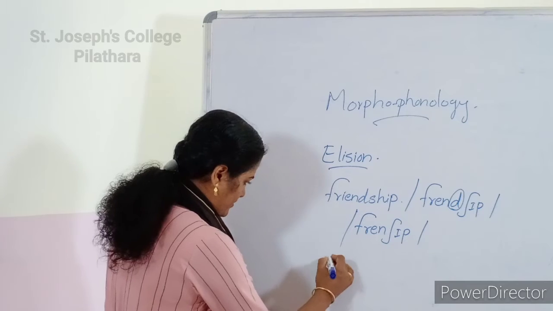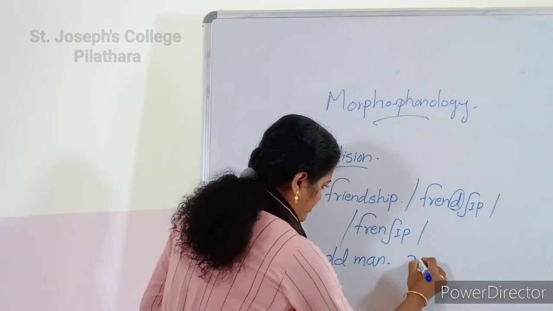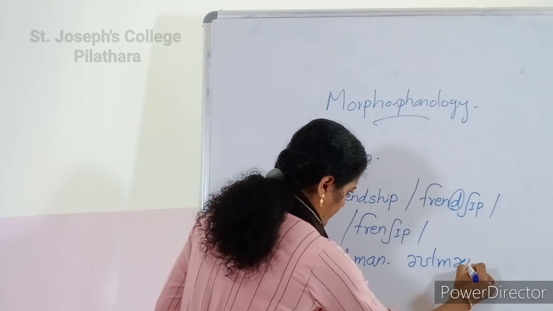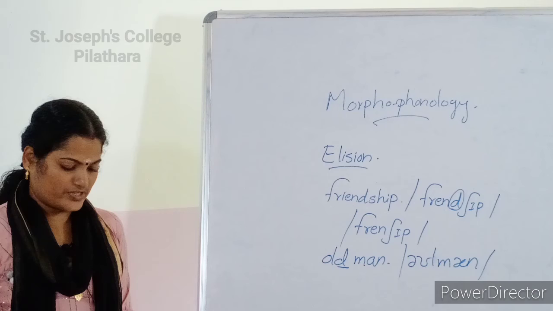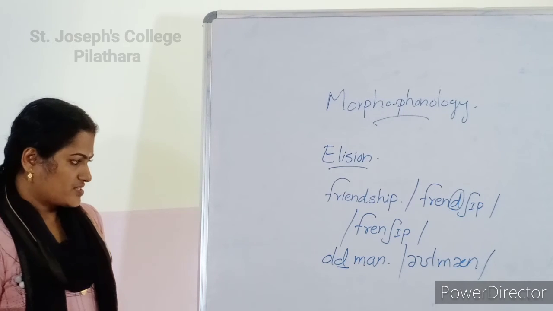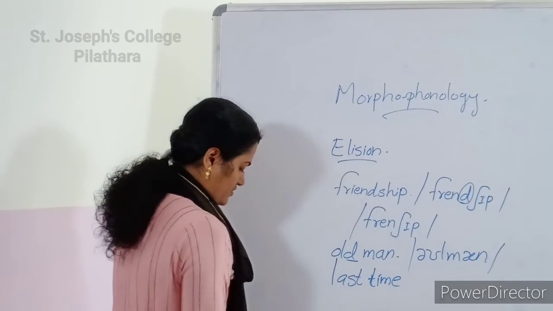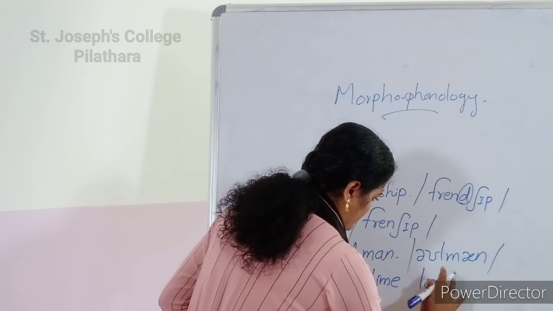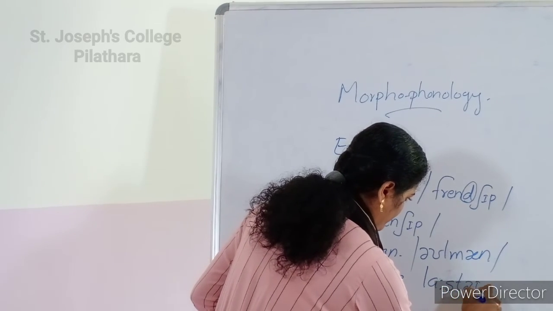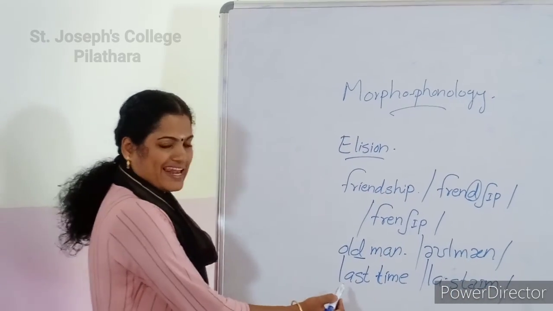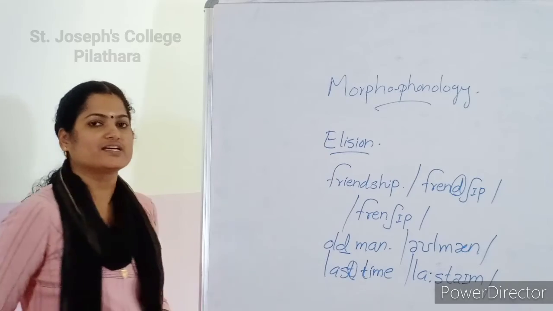Another example, old man. It's pronounced as old man, with the omission of the d sound. Elision of the d sound. In the same way, another example, last time. It's pronounced as las time in connected speech, that is, the omission of the t sound. This process is known as elision.